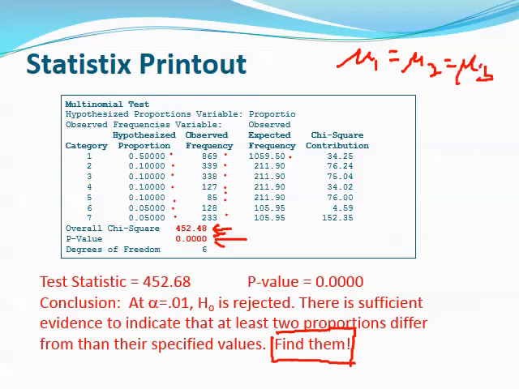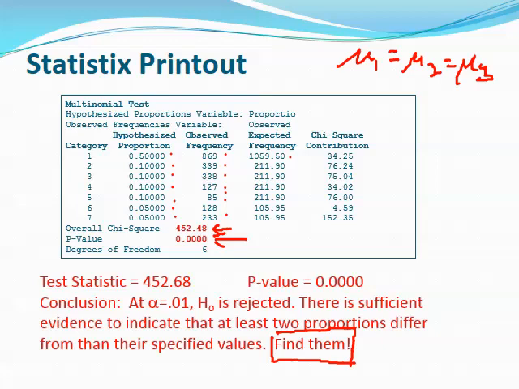This is a little different. This isn't saying all the proportions are the same. We never made that claim. The null hypothesis says P1 is 0.5, and P2, 3, 4, and 5 are 0.1, and P6 and P7 are 0.05. We never claimed that the proportions are all the same, so we don't really want to go and look for differences in the proportions. Listen to the terminology here: we don't want to do multiple comparisons.